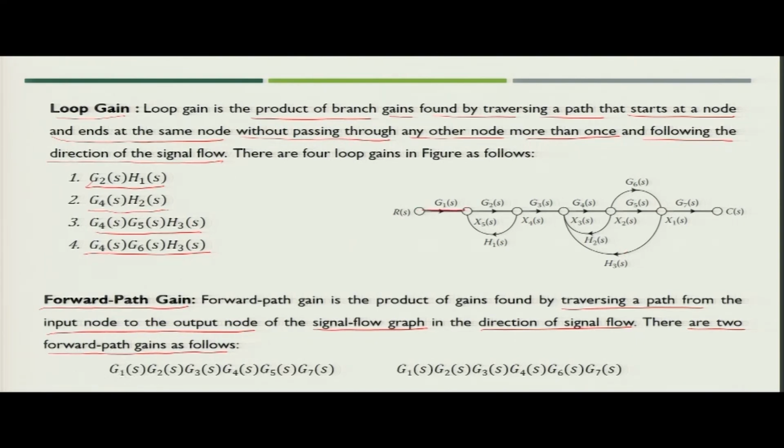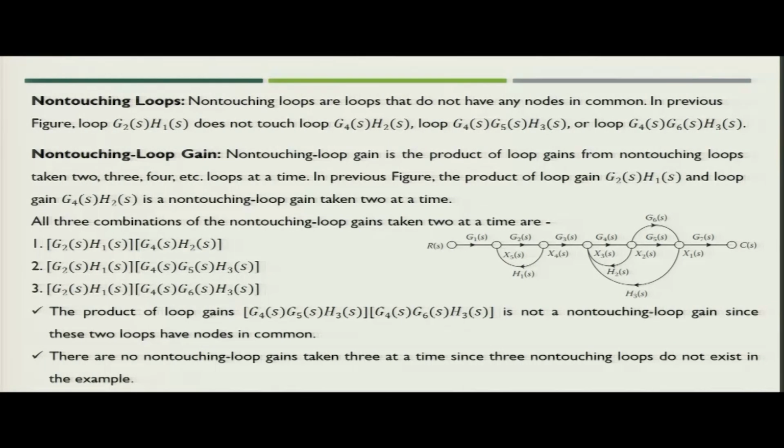The other path can be the path which is going via G6S. So, you get another forward path gain, that is G1S into G2S into G3S into G4S into G6S into G7S. So, you will get two forward path gains with respect to the signal flow graph which we see in this figure. Next is to find out the non-touching loops.